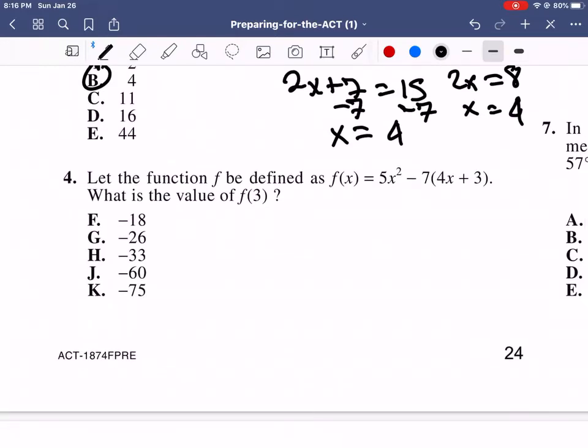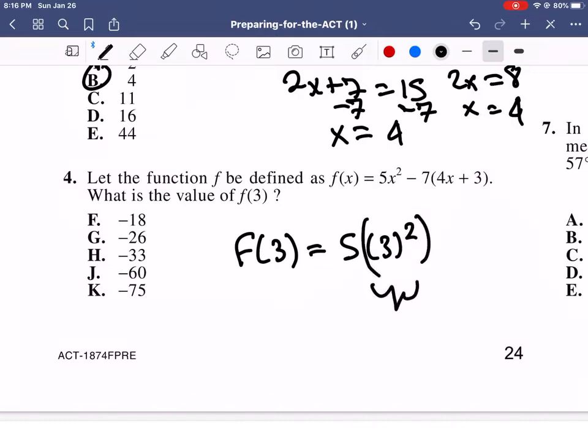Let the function f be defined as f of x equals 5x squared minus 7 times the quantity of 4x plus 3. What is the value of f of 3? So just plugging in at this point. 5 times 3 to the power of 2. Note that this is its own separate thing because the squared is only attached to the x. Minus 7 times the quantity of 4 times 3 plus 3.